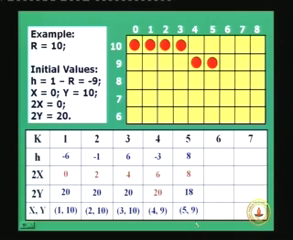As we enter the sixth iteration, we are still in the second octant because x is less than y. What is the value of h now? It is 8, a positive number. So, you have to select southeast. The southeast pixel is 6, 8.